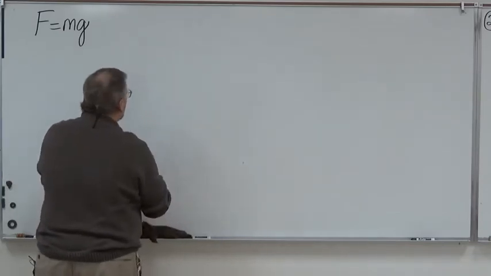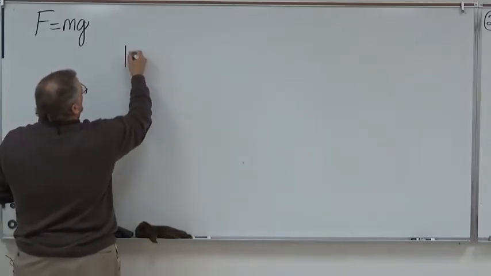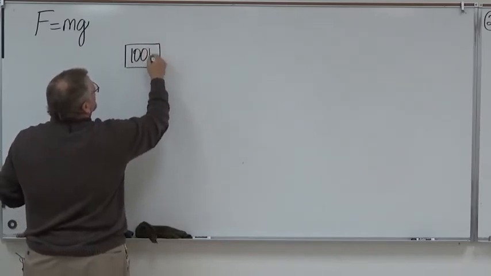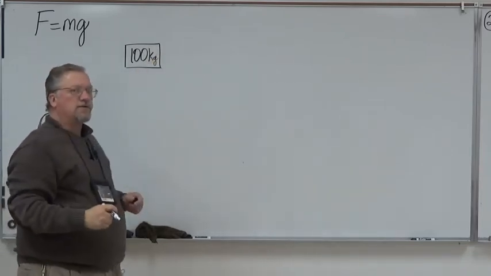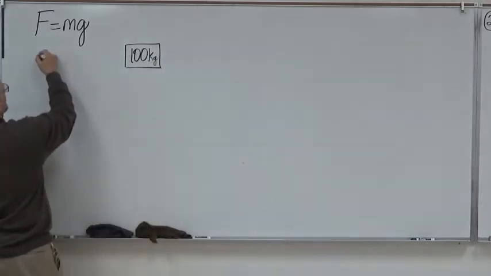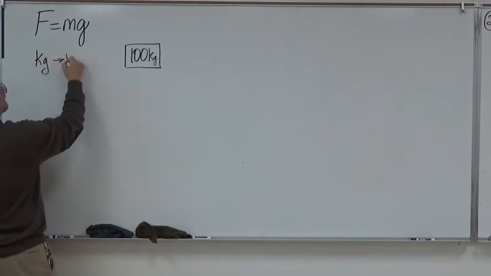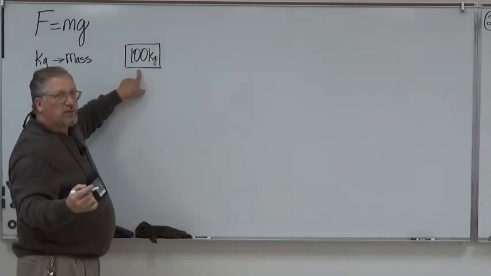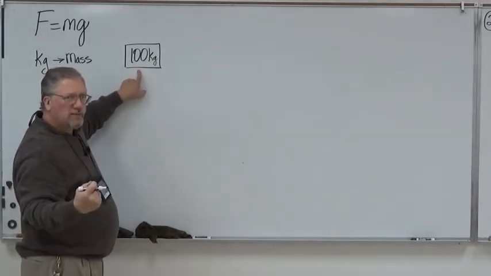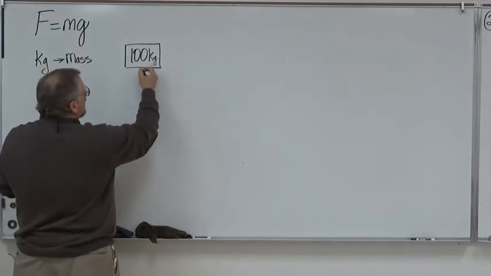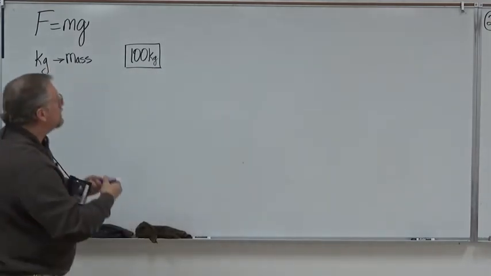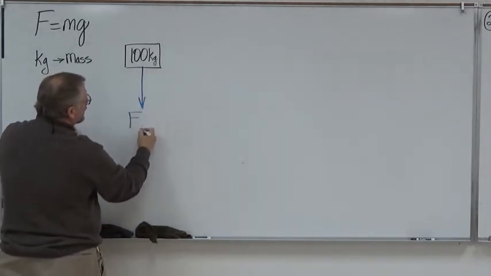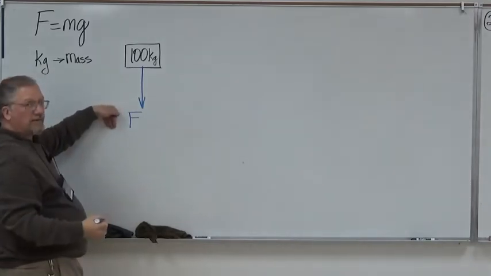So real quick, if we take a look at an object, let's say a box, and it's got 100 kilograms. Remember, kilograms is the mass. Don't forget, kilograms is the mass. Now, that box right there, what's pulling on it? We talked about the forces. What's pulling on that box? Gravity, right? Gravity is pulling down on that box in that direction right there. So there's this force pulling down on it, gravity.